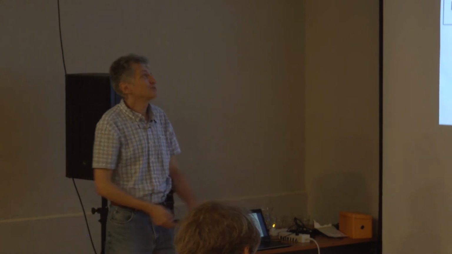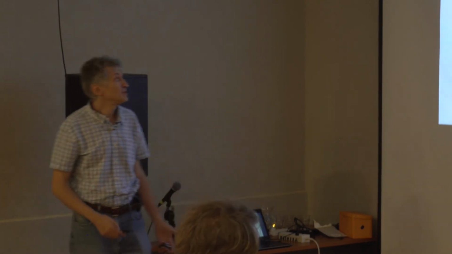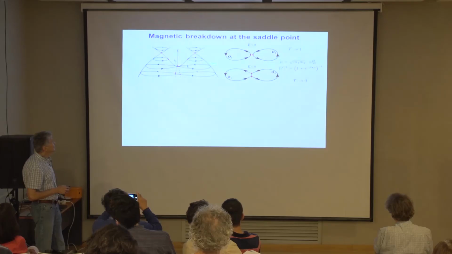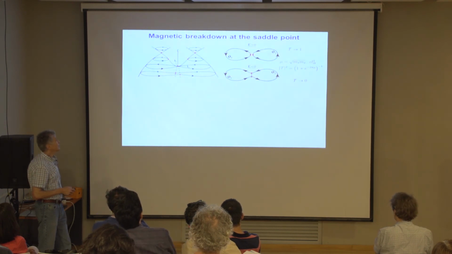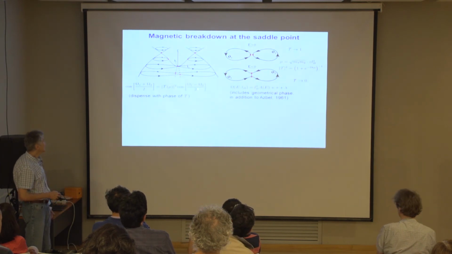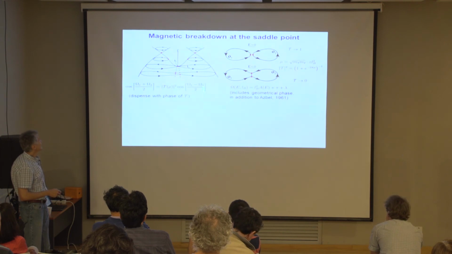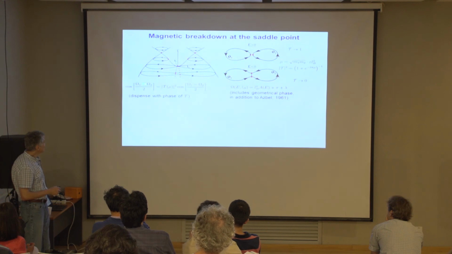What happens to observables? Actually, this is another cute part of the story: magnetic breakdown. When we are close to the saddle point, we go from singly connected trajectories to doubly connected ones. If the distance is small in momentum space, then a particle can jump from one trajectory to another, or here it can jump from one section to another. That has certain consequences for the quantization condition, which can be written in a very cute form in terms of the phases accumulated for each of the trajectories.